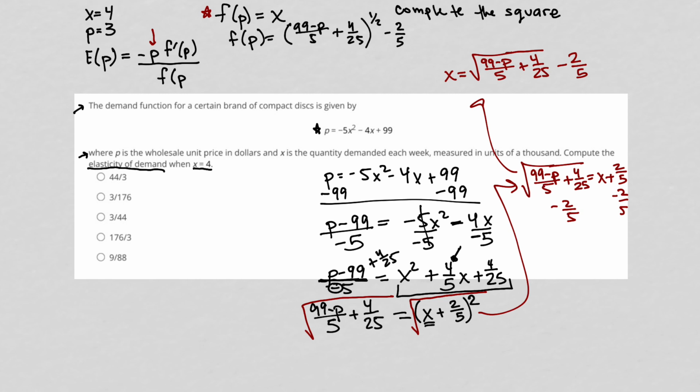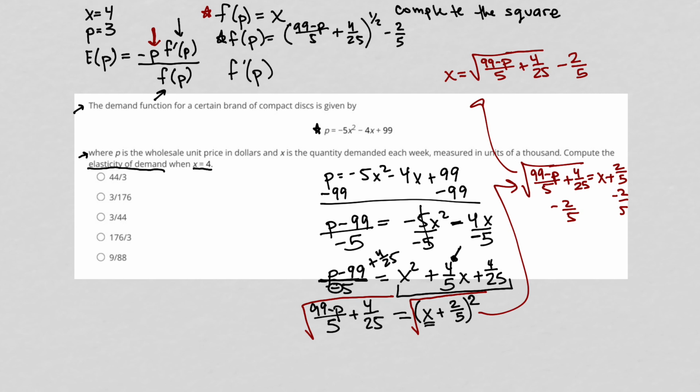Okay, so why did I do it that way? Why did I convert it from square root to 1/2 power? Well, it's because now I need to find f prime of p. Right, like that's the only thing that I'm missing. Again, we already know p is 3, so we have that. I just figured out what f of p is. It's this long equation there, but I still need to know what f prime of p is, right?